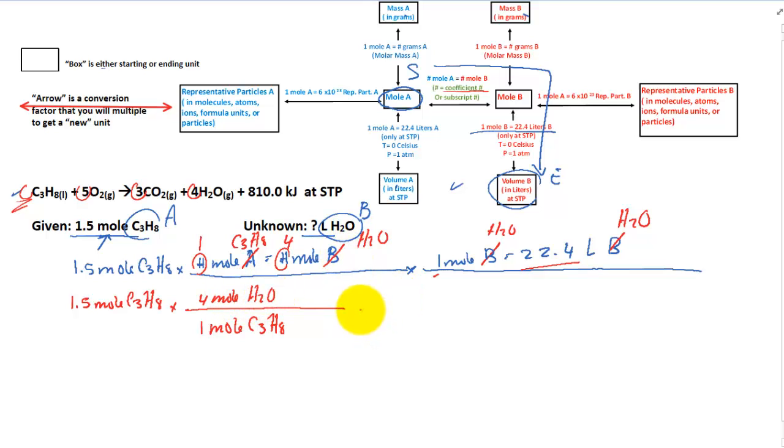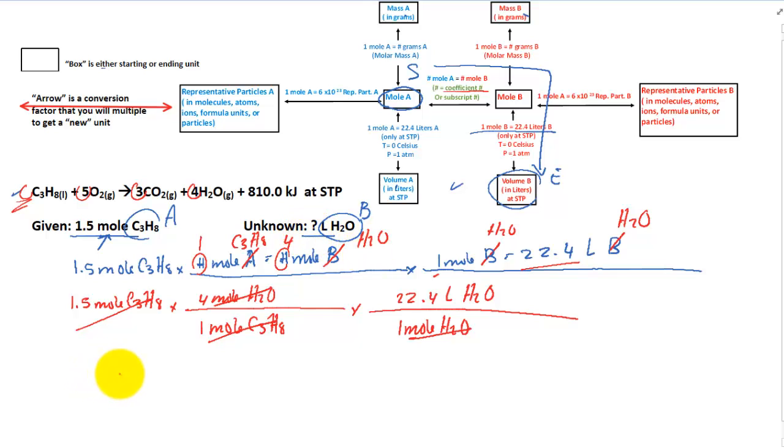Now we are done with that conversion factor. We are moving on to the next conversion factor. We have 1 mole of water equal to 22.4 liters of water. To cancel out the moles of water, the moles of water over here has to be on the bottom. So we have 1 mole of H2O, and therefore this side has to be on the top. We have 22.4 liters of H2O. Going back, we're going to cancel moles of C3H8 and moles of water, to give us the liters of water that we are looking for in our unknown.